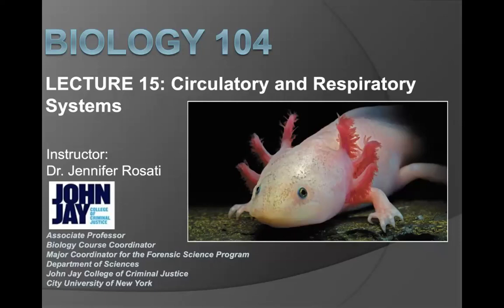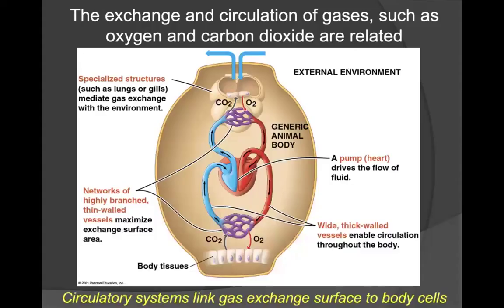The circulatory as well as the respiratory system. We will discuss these two systems together as they are highly related. This is because the exchange and circulation of gases, such as oxygen and carbon dioxide, are related to each other. Specialized structures such as the lung or gills will help to mediate gas exchange between an organism and its environment. Networks of highly branched vessels will help to maximize exchange surface area.